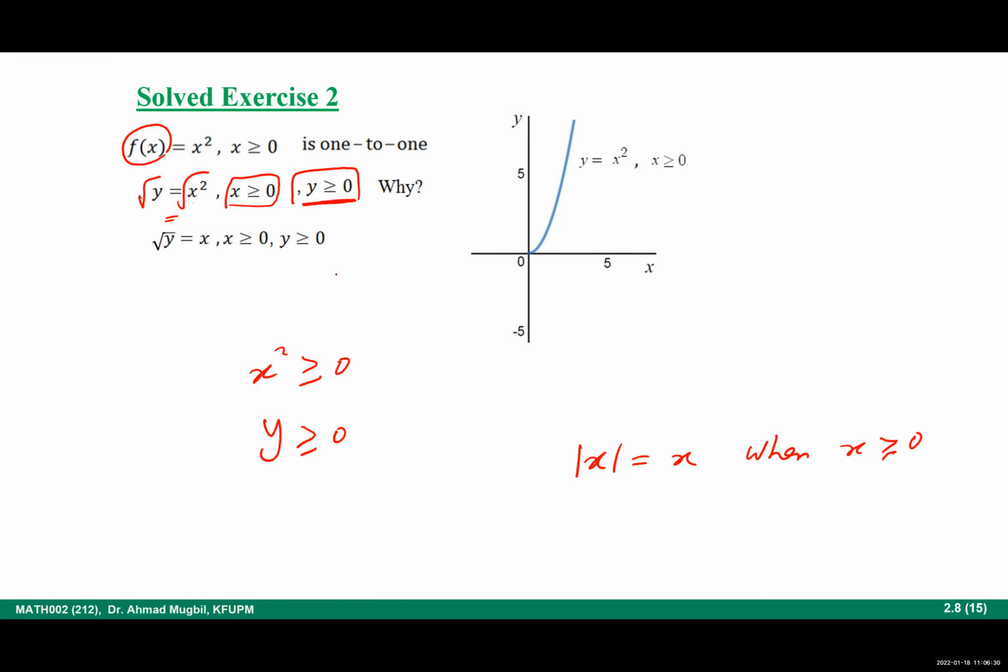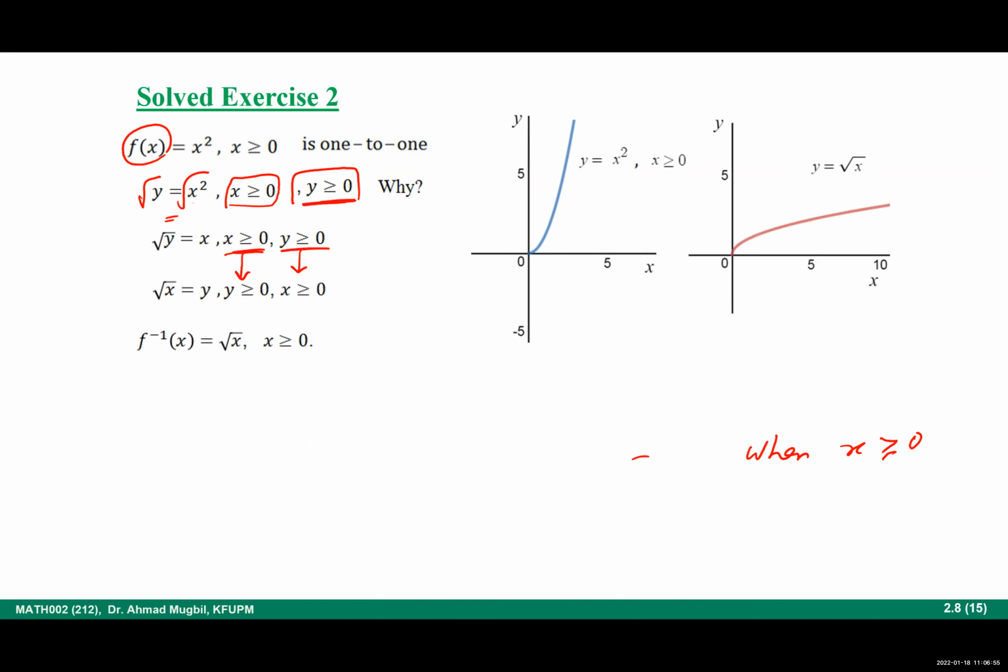You know that. Now what you will do, you will interchange x and y, and don't forget to interchange here also. So here, this x becomes y and this y becomes x. So this is the inverse. The inverse of x squared when x is greater than or equal to 0 is the square root of x when x is greater than or equal to 0.